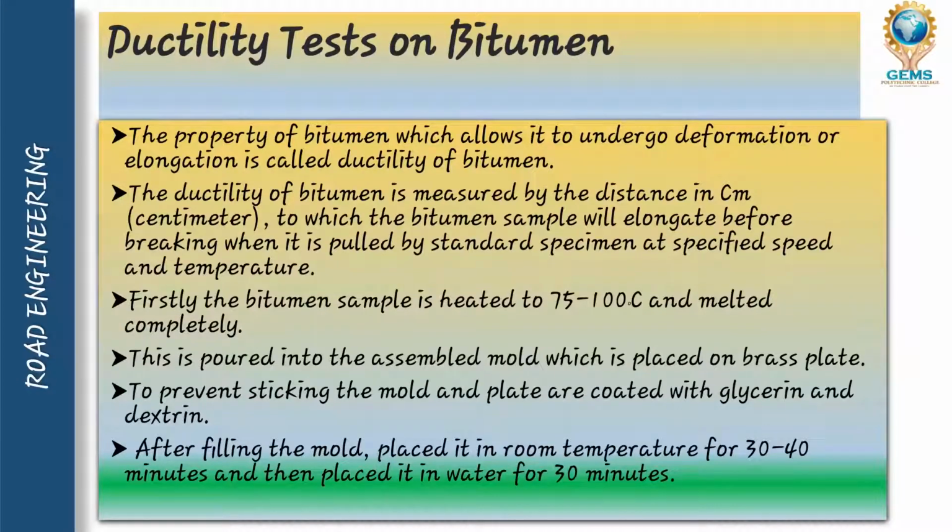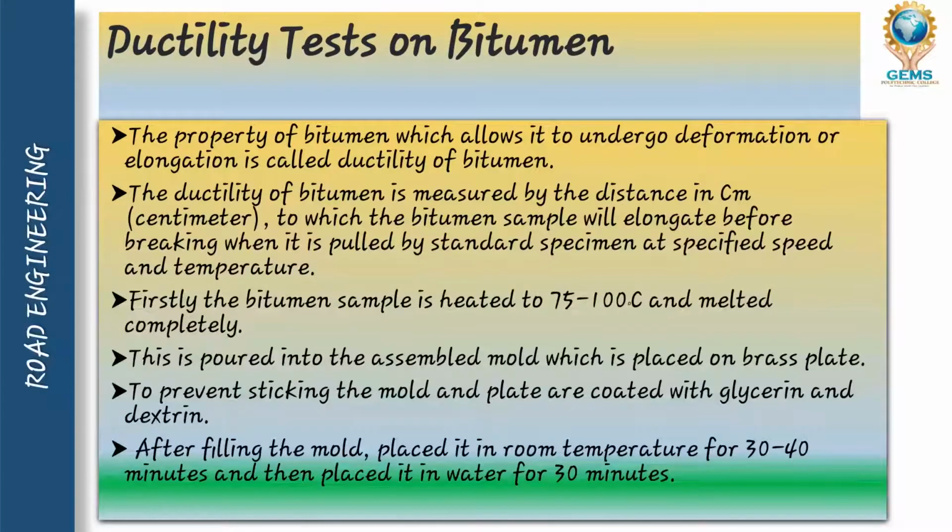As you can see here, bitumen has the ductility property, and the ductility will be measured in centimeter, that is, how much deformation is taking place in the bitumen. The elongation will be measured in centimeter, that this many centimeters have elongated before the breaking point.